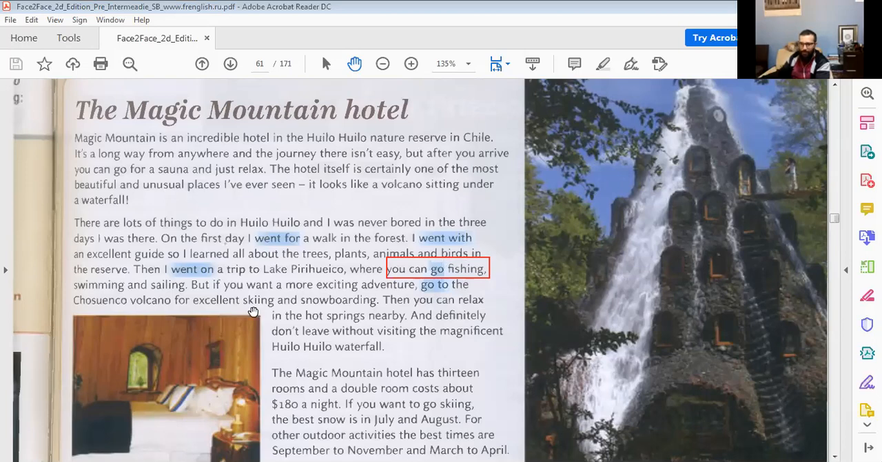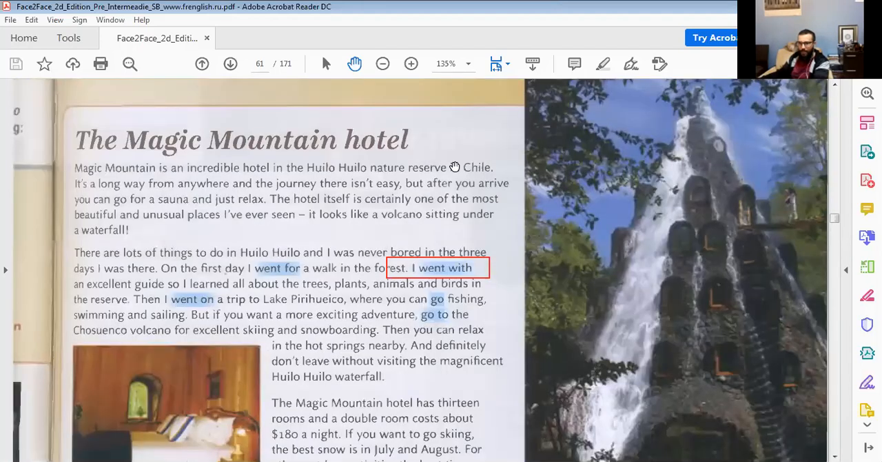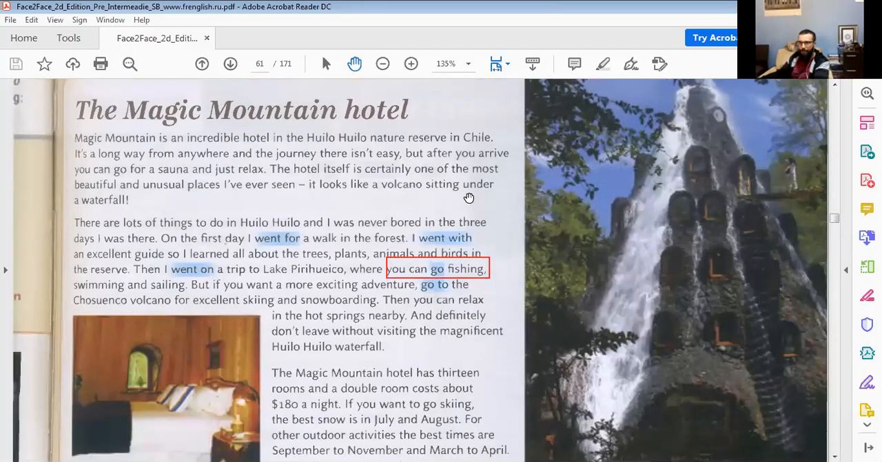The second rule says we use go plus to if we're talking about a place. And you can see it here when we said, go to the volcano. Can you see this one? Go to the Chusuenco volcano. So here, this is an example of a place. Go to. So we use go to with places.